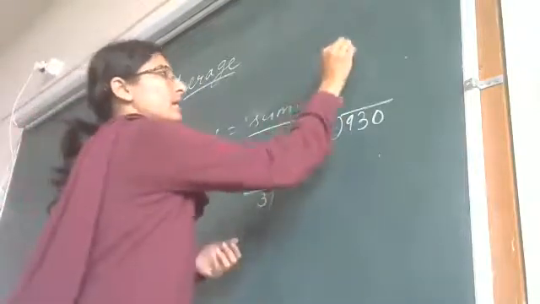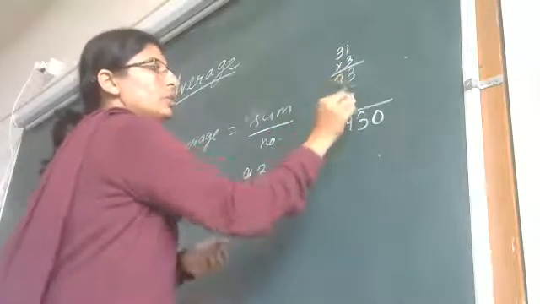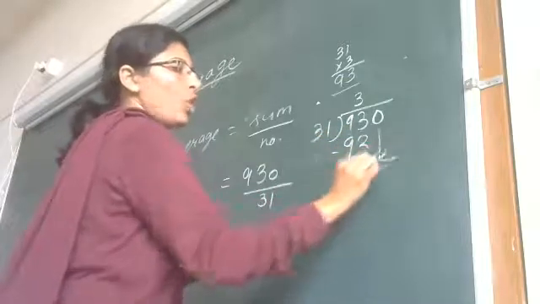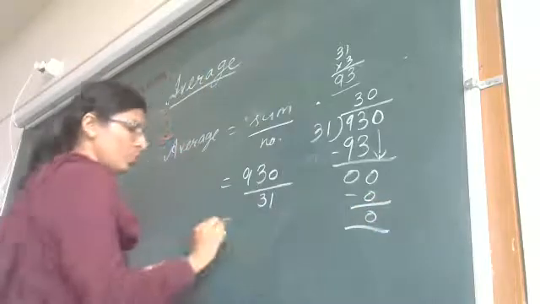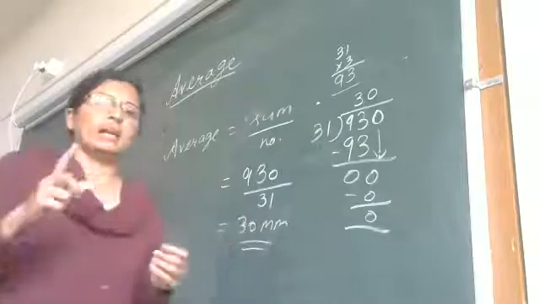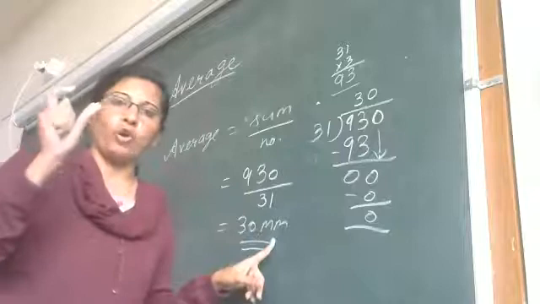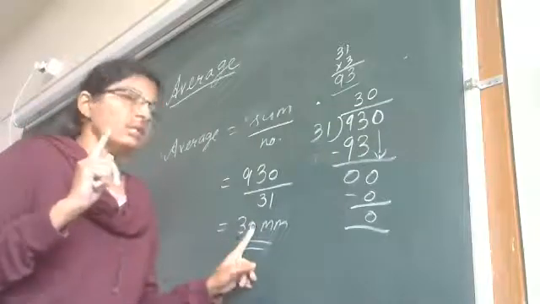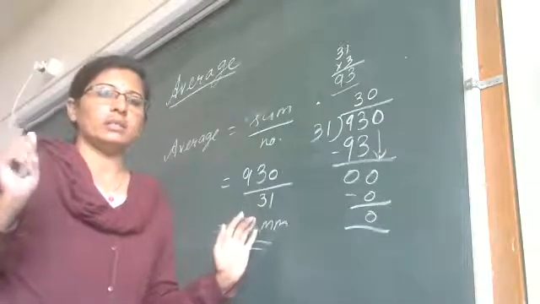31 threes are, 3 ones are 3, 3 threes are 9. So 31 threes are 93. 0 comes down, zeros are 0. So 30 mm. That means every day, one day, 30 mm of rainfall will be recorded. Okay, every day one day's record is 30 mm.